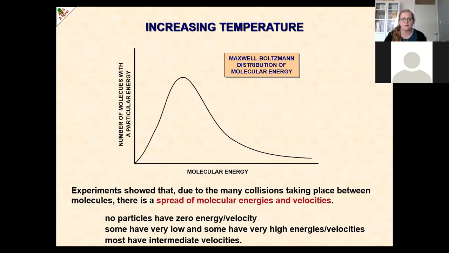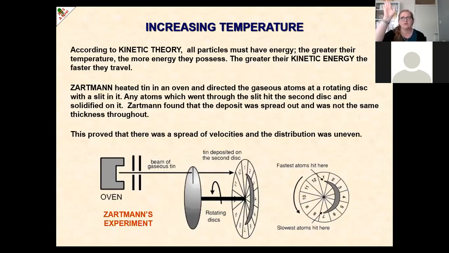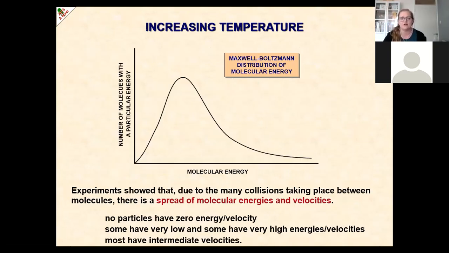Why is that going to happen? Well, actually, because we have an increase in energy and we have that decrease in energy. Experiments show that due to many collisions taking place between molecules, there is a spread of molecular energies and velocities. So no particles have zero energy or velocity. Some have very low and some have very high energies and velocities. Most have intermediate. So this is the Maxwell-Boltzmann distribution of molecular energy.